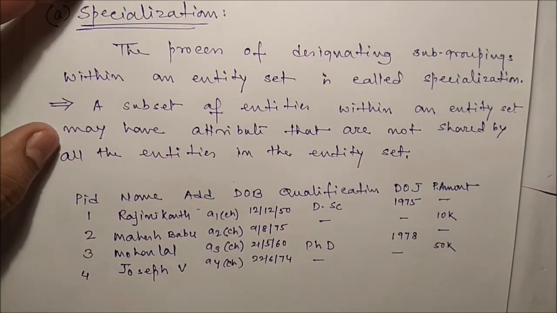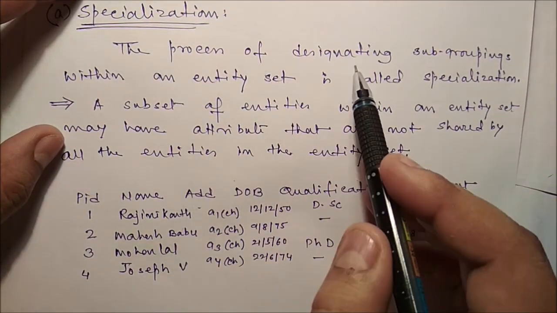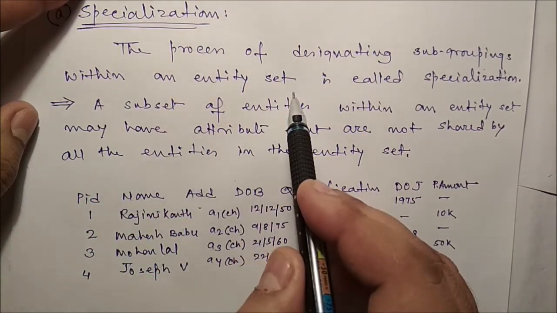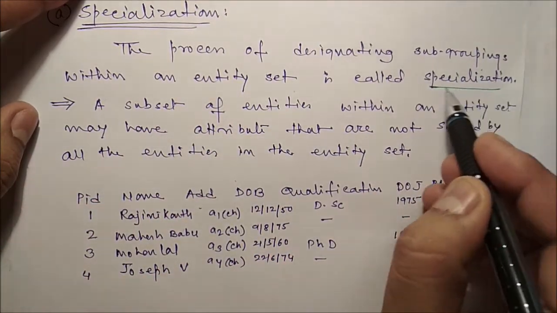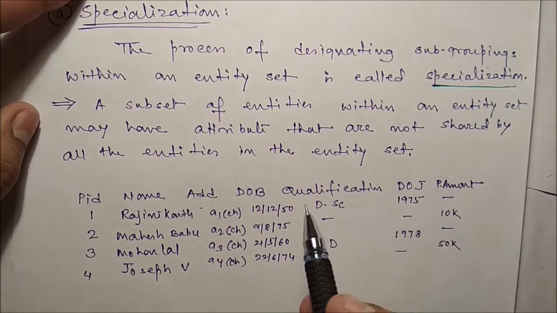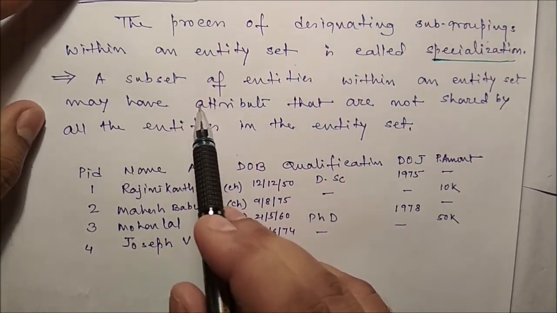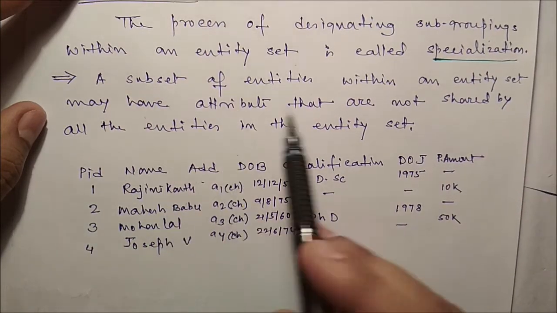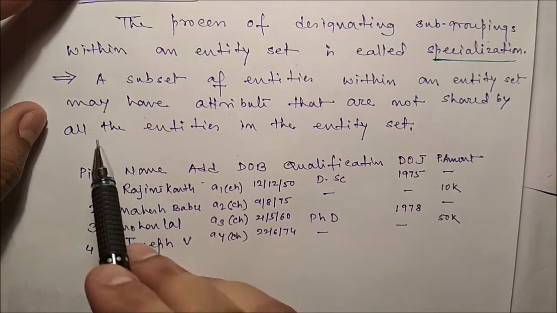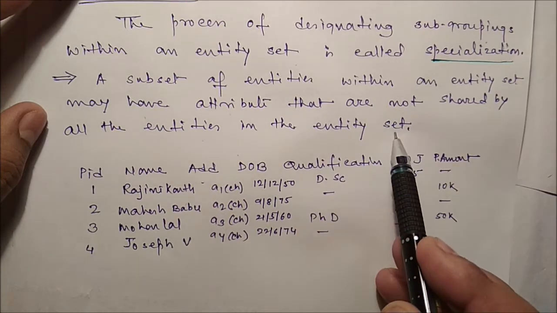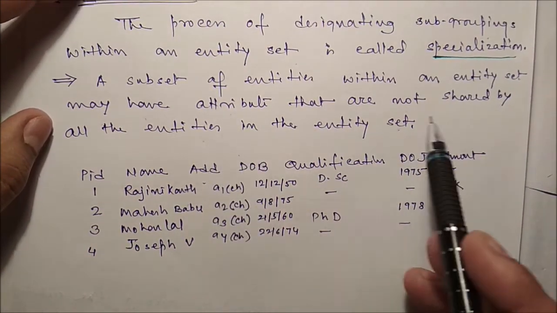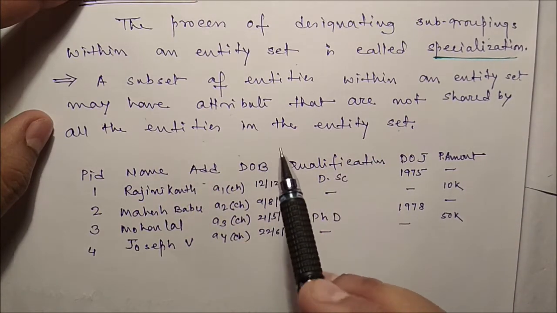Now what is specialization? The process of designating subgroupings within an entity set is called specialization. A subset of entities within an entity set may have attributes that are not shared by all the entities in the entity set. So when should we use specialization? When the attributes are not common.